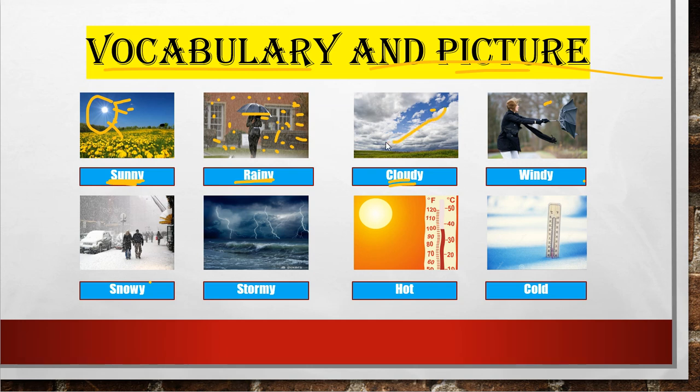Next, cloudy. This is what cloudy looks like. It's white smoke that you can see in the sky. Sometimes it has a shape where you can see animals, sometimes a face, or sometimes it looks like a mountain. So that is the clouds. So this day or this time is cloudy.